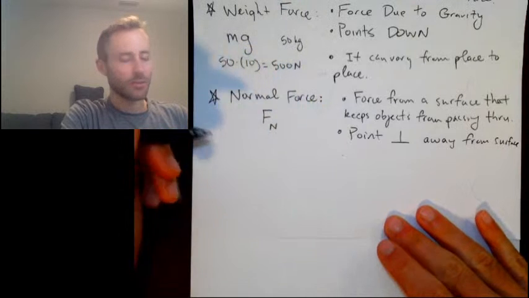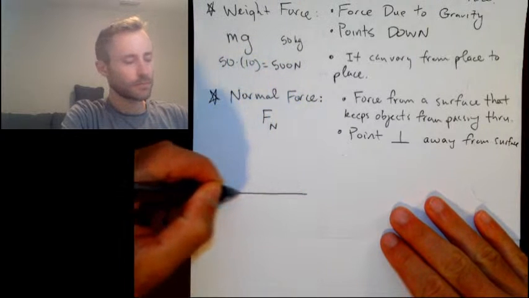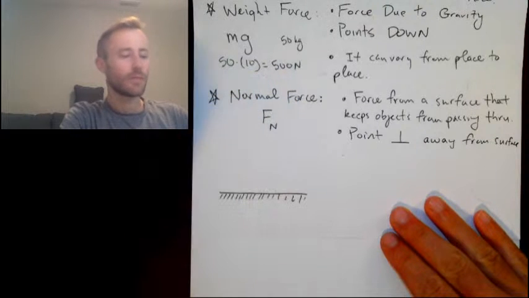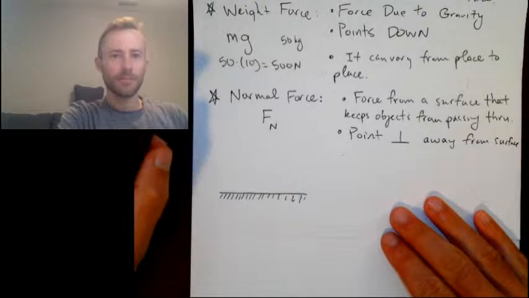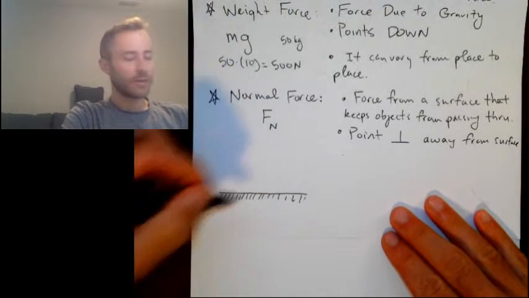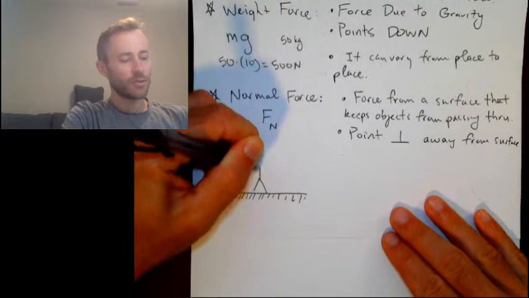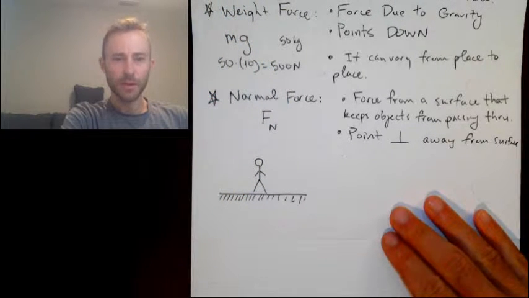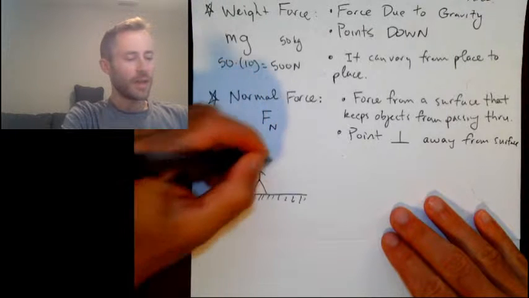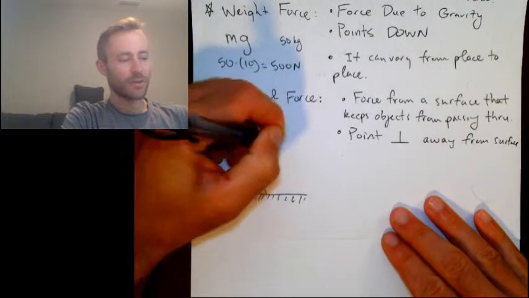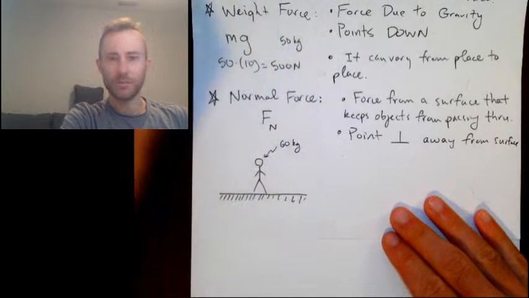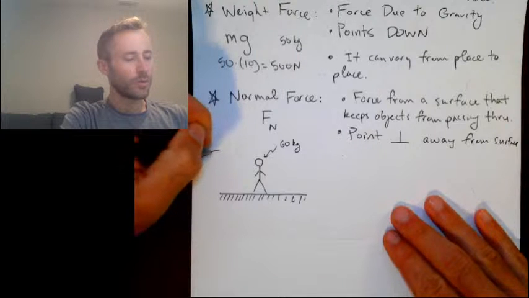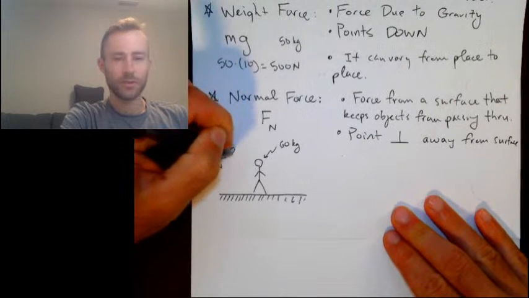So here's a very simple example. What if you have a floor like this, and you have a person standing on the floor, and that person has a mass of 60 kilograms. What is the normal force acting on the person in this case?